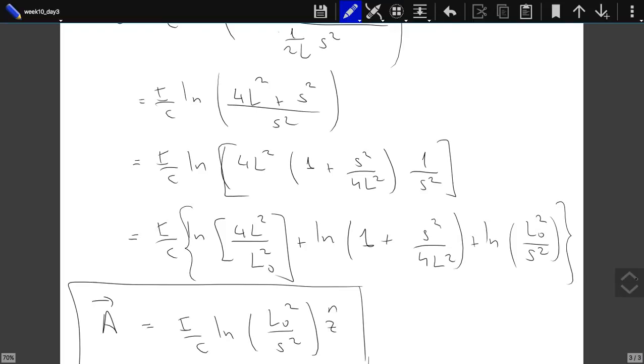For an infinite wire, the remaining part I can identify as one of my vector potentials. Remember, the vector potential is not unique. There are infinitely many vector potentials corresponding to exactly the same magnetic field. If you shift your vector potential by the gradient of any function, you still get the same magnetic field.